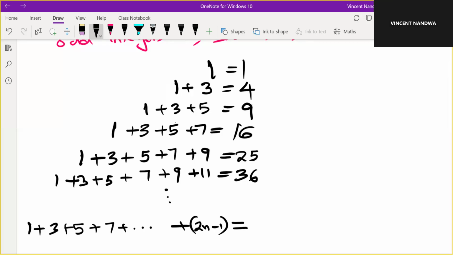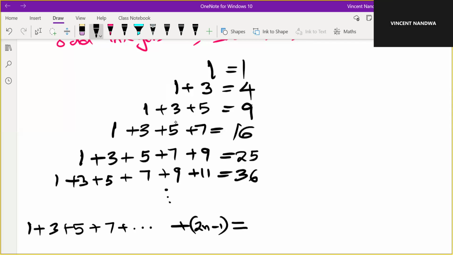So if you only have 1, the answer is 1. If we have the sum of the first 2, the answer is 4. The sum of the first 3, the answer is 9. The sum of the first 4, the answer is 16. The sum of the first 5, the answer is 25. And the sum of the first 6, the answer is 36. Are you able to see some pattern with those numbers? So what's the pattern?